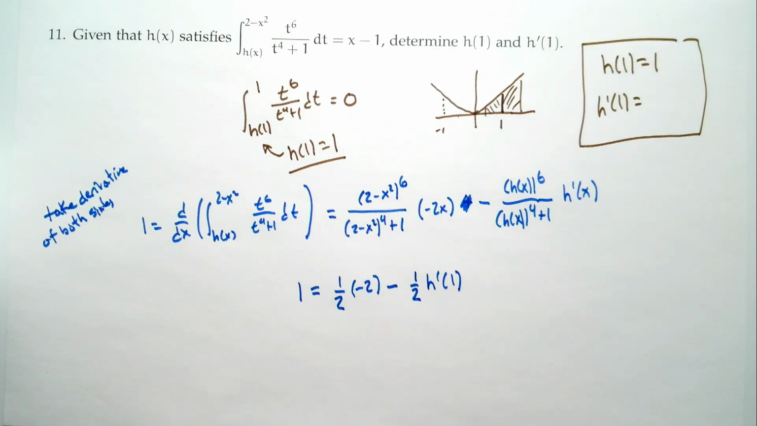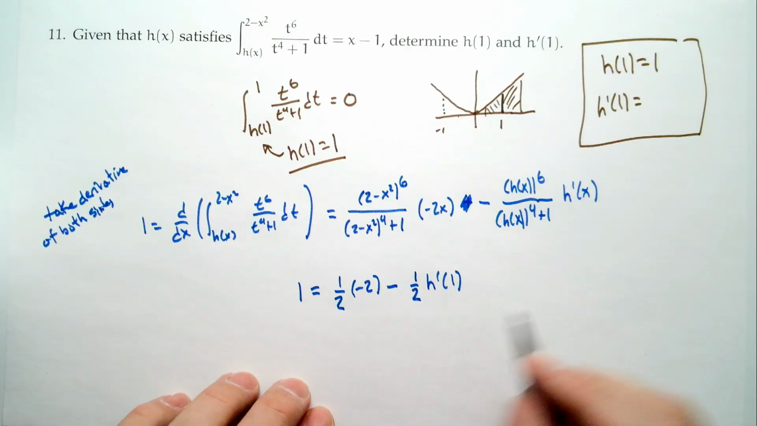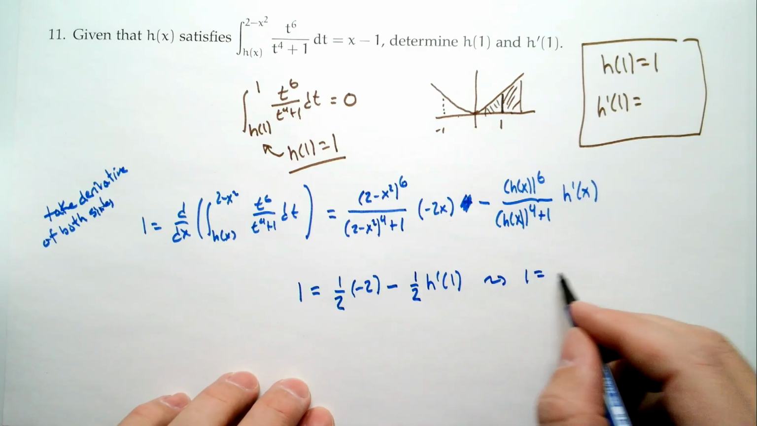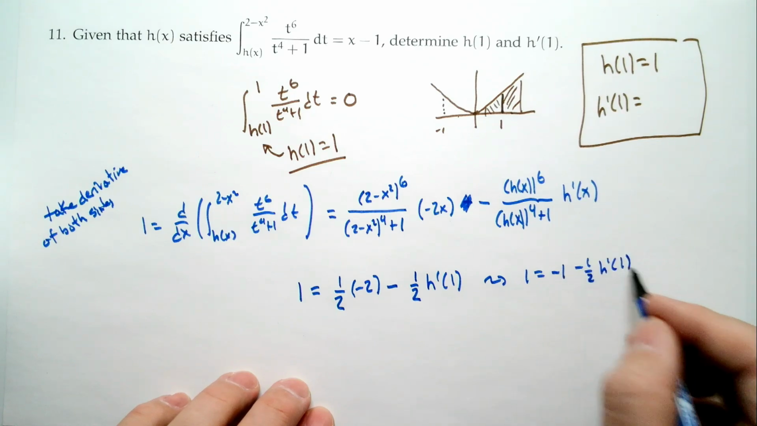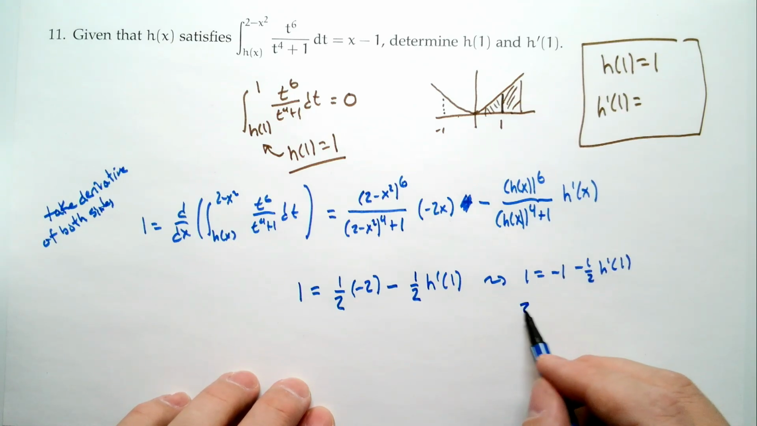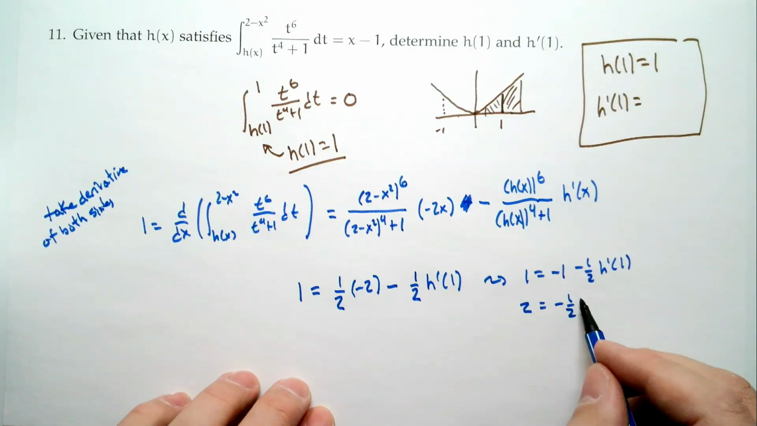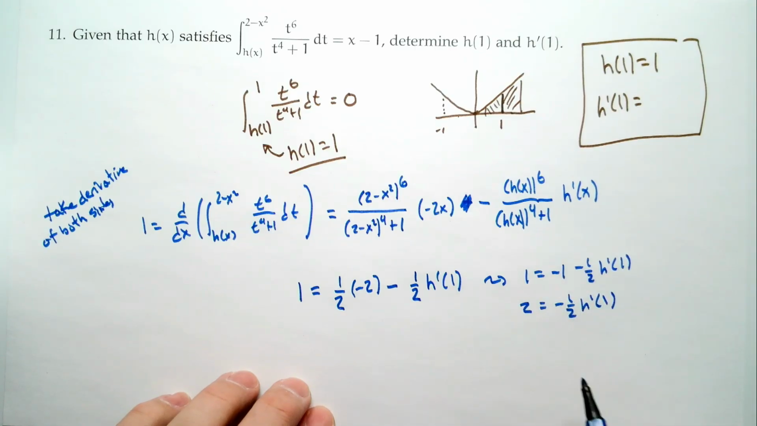So we can now solve. This will become 1 equals negative 1 minus a half h prime of 1. So I can add 2 equals negative a half h prime of 1. And now multiply both sides by negative 2. H prime of 1 is equal to negative 4.